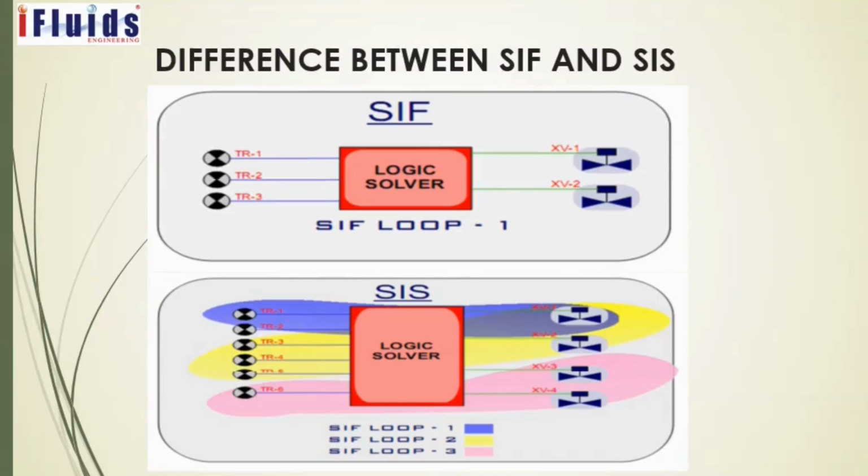So what is the difference between SIF and SIS? From this picture you can see SIF has a sensor and a logic solver which is going to close or open that XV1, XV2. In the SIS we have given 3 colors, blue, yellow and pink. The same logic solver takes signals from various sources and gives the command for the valve to close or open. The SIF is a single system. SIS is a combination of all the 3 SIFs, SIF loop 1, 2, 3, all combined in the same logic solver. That is called a SIS.